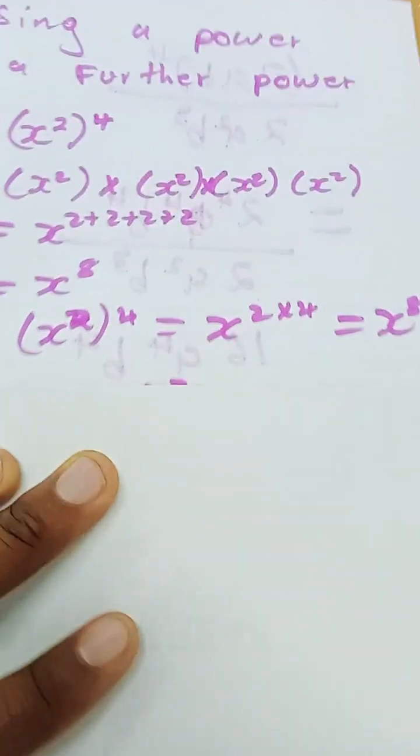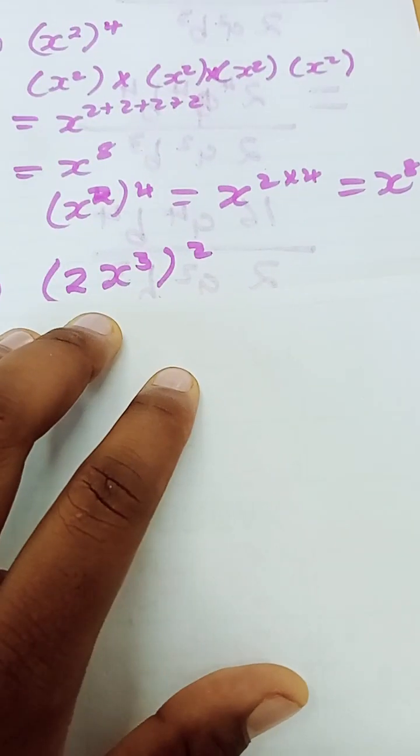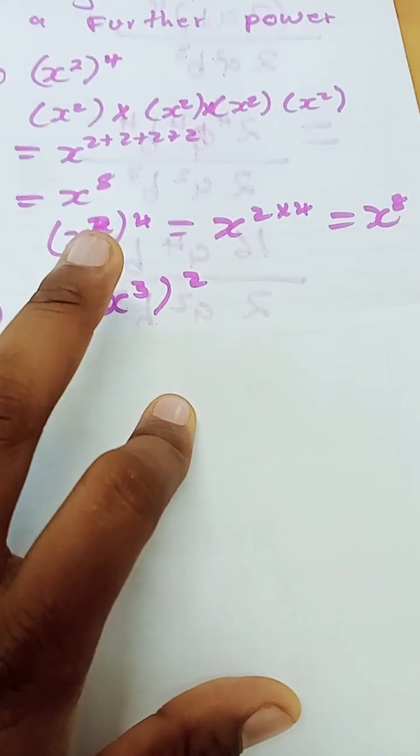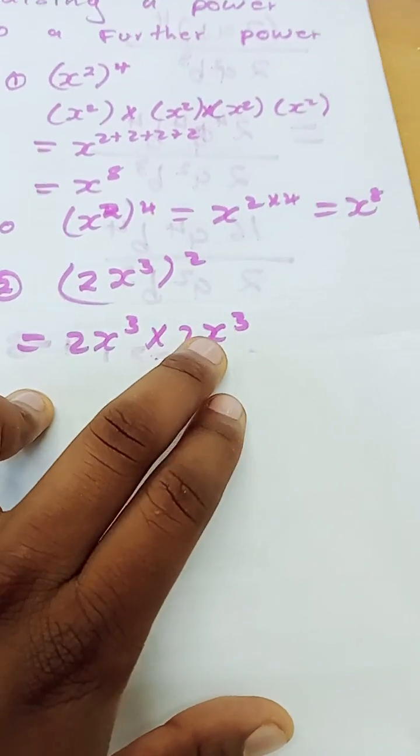Okay, so let's look at another example. Now we have 2x to the third, all raised to the power of 2. Outside the brackets you have a squared. So that means this expression we have to repeat twice. So we have 2x to the third multiplied by 2x to the third.